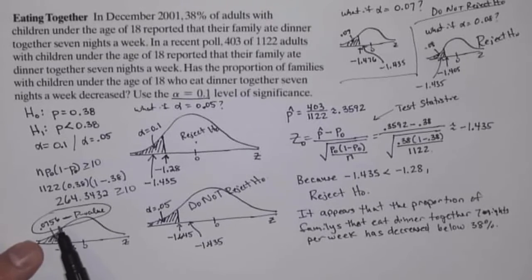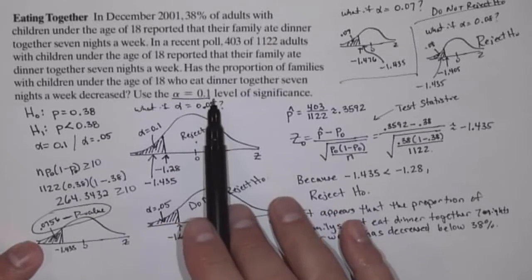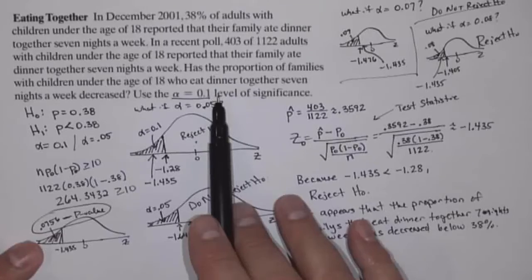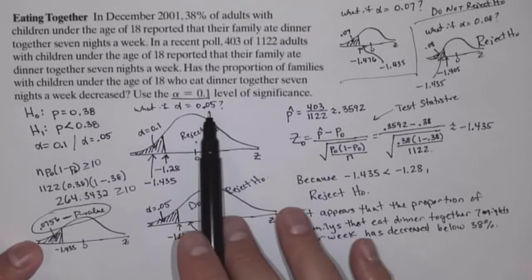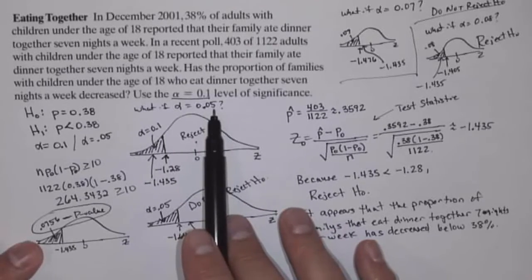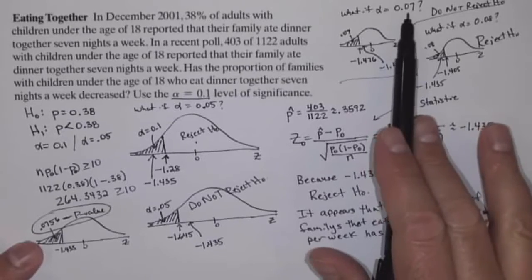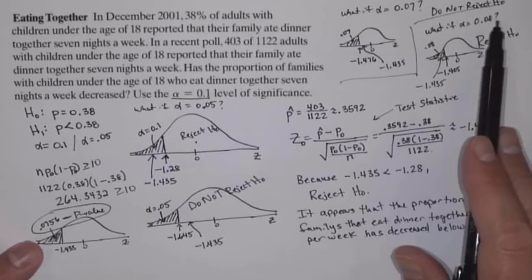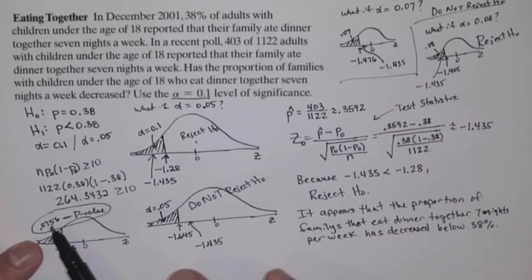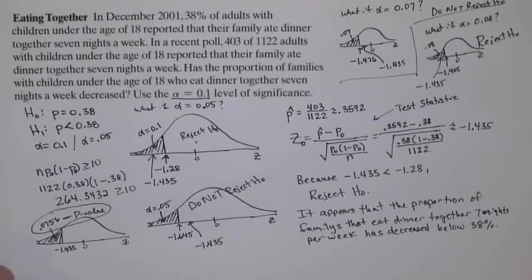So if the p-value here is 0.0756, and if we're using a level of significance of 0.1 like we did originally, then we're going to reject the null hypothesis because 0.0756 is smaller than 0.1. But if I use an alpha equals 0.05, we're not going to reject the null hypothesis because 0.0756 is bigger than 0.05. Likewise, if I use 0.07, we're not going to reject because 0.0756 is bigger than 0.07. If we use 0.08, then we are going to reject because 0.0756 is smaller than 0.08. So this is going to be our p-value approach.